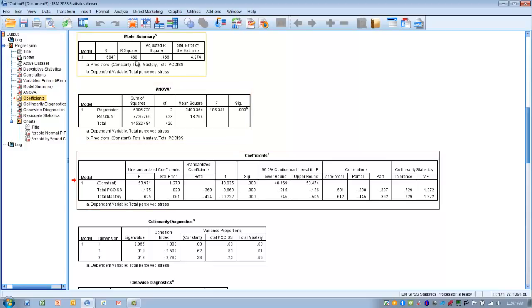So our R squared, if we remember, was 0.468. So if we removed the total mastery variable from the prediction, then our R squared would drop by 0.362 and would only end up being 0.106. So it would be a very small R squared. So now we can also again take this value and square it. So if we square this value, multiply it by itself, we get 0.13, indicating that mastery uniquely explains about 13% of the variance in the total perceived stress scores.